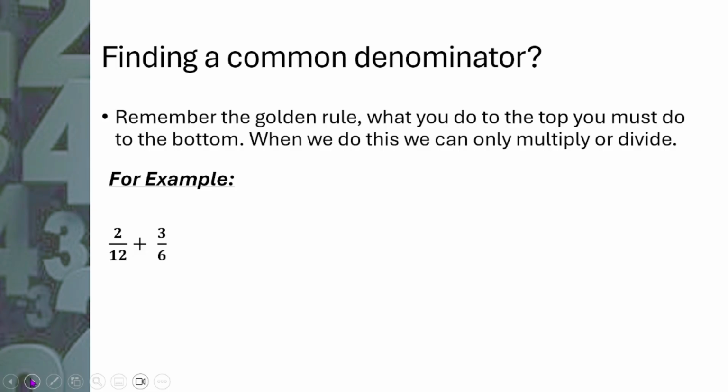Here's our example. 2 over 12 plus 3 over 6. We can see the numbers at the bottom are different to each other. However, I do know that if I divide 2 over 12 by 2, I will have 1 over 6, because what you do to the top, you do to the bottom. Therefore, 2 divided by 2 will give me 1, 12 divided by 2 will give me 6, 1 over 6. But also, I could just multiply the second fraction by 2.